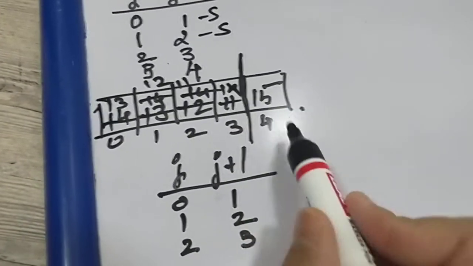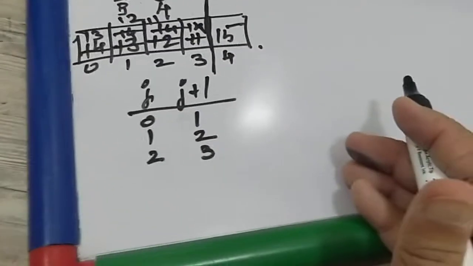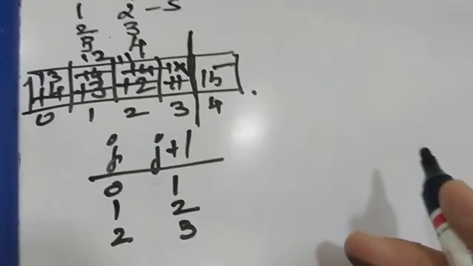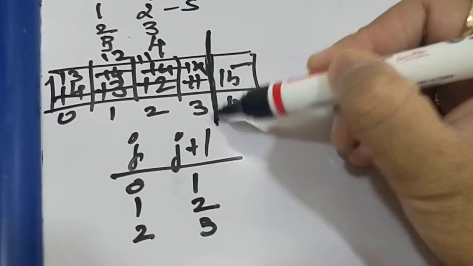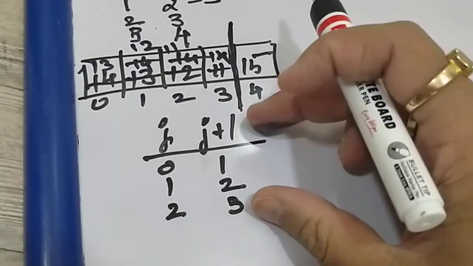Now we will not compare 3 with 4 because I know it is the largest element. There is no problem in the loop, but then unnecessarily we are comparing one more element. Since we know that this element is at proper position, there is no point in comparing 3 with 4. So this is my second iteration.